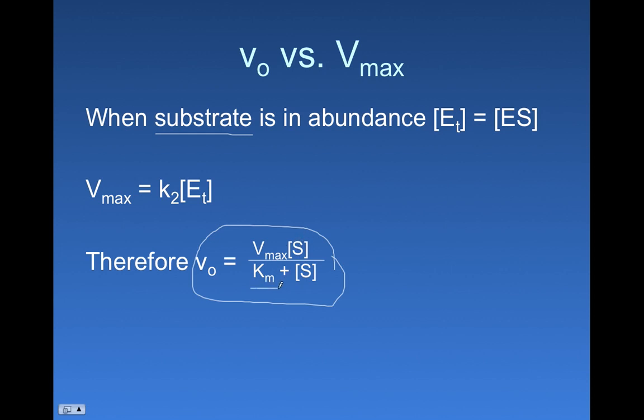And Km still doesn't make sense. So we're going to have to figure out what the heck Km is. Right now, with our derivation, we just know that the Km is some jumble of rate constants that don't make a whole lot of sense. So how are we going to figure out what this equation can do for us and how can we conceptualize something like Km?